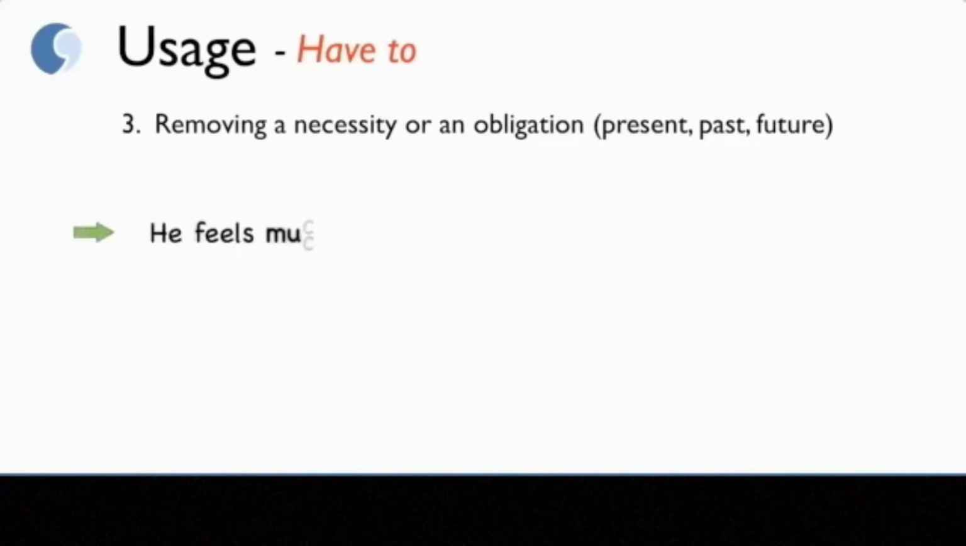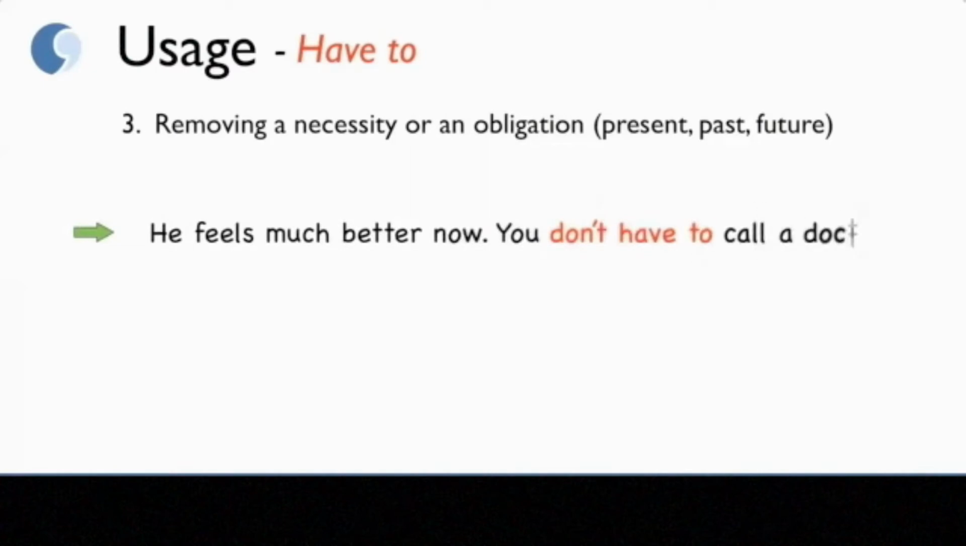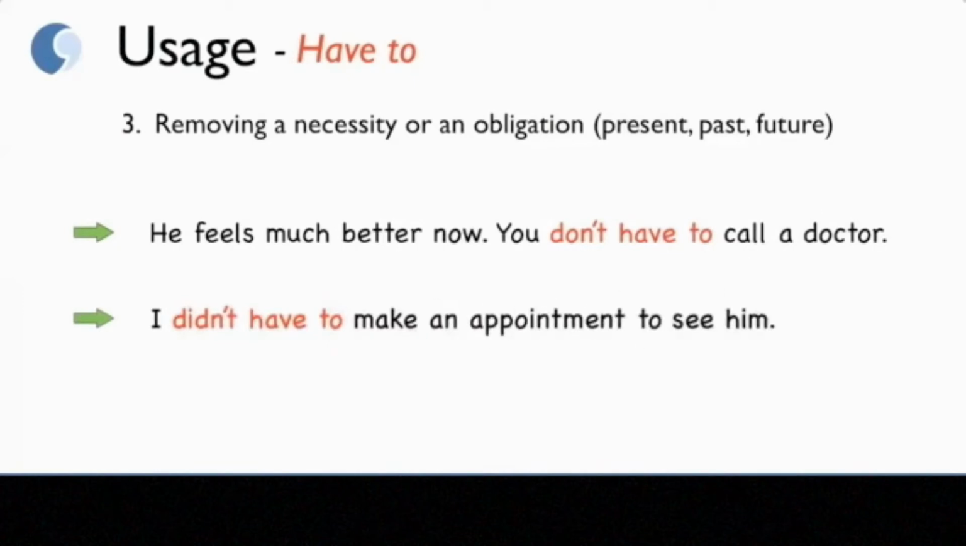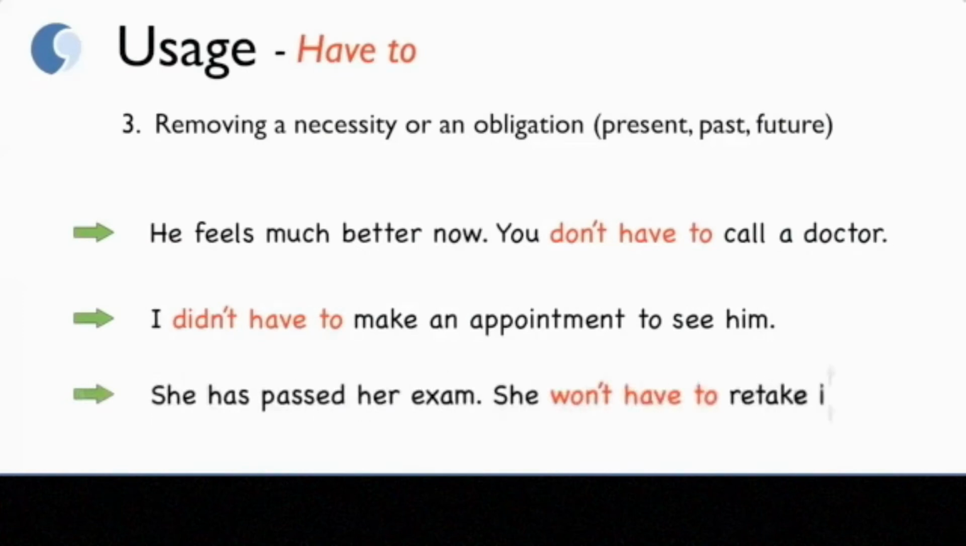Moving to the third usage of have to, it is removing a necessity or obligation in the present, past, or future tense. For example, he feels much better now. You don't have to call a doctor. I didn't have to make an appointment to see him. She passed her exam. She won't have to retake it.